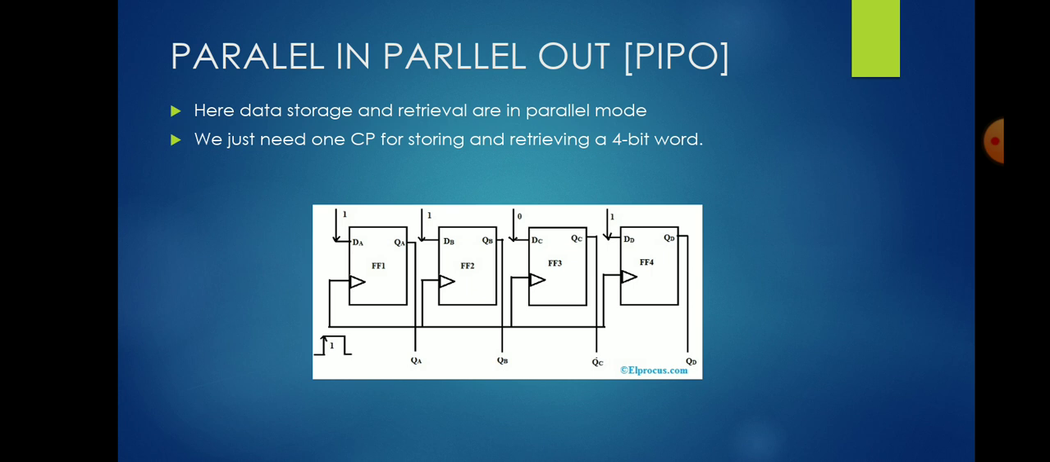Now last but not least, we are going to the parallel in parallel out register. Here data storage and retrieval are both in parallel mode, meaning the input is in parallel and the output is also in parallel. As before, we have a triggering diagram, and this is the end of this session.